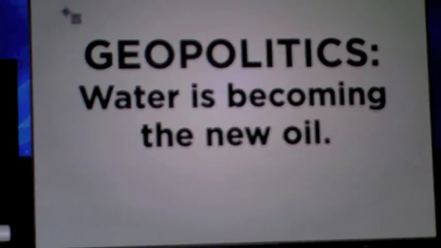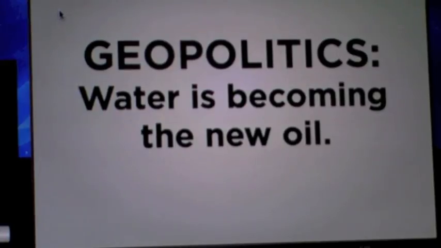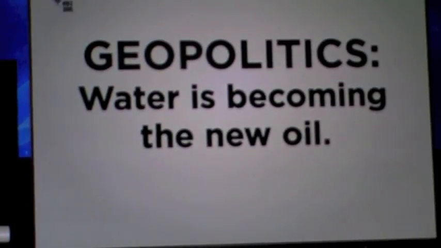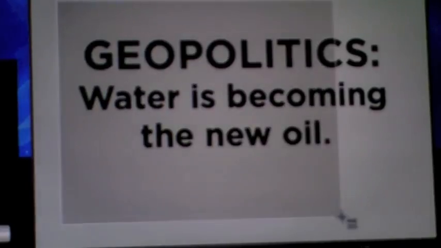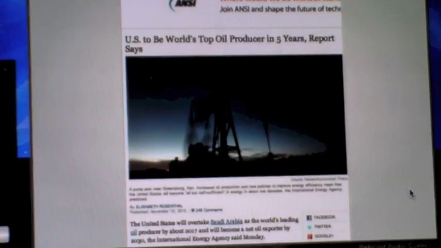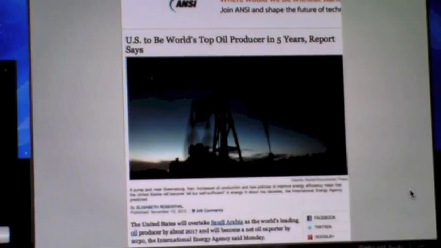Geopolitics! Everybody's favorite topic. Here's the trend. Water is becoming the new oil. Something remarkable happened this year. Take a look at this New York Times article. The United States is on the brink of becoming the world's top oil producer. The United States is on the brink of becoming a net producer of oil. That is, it will produce more than we will consume.